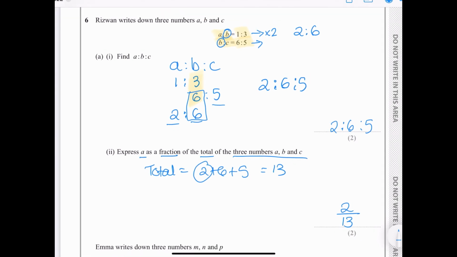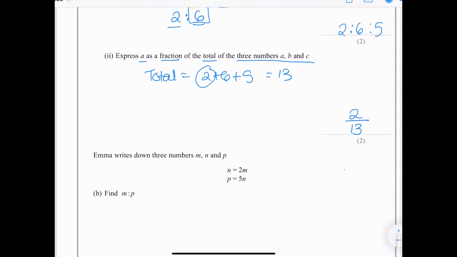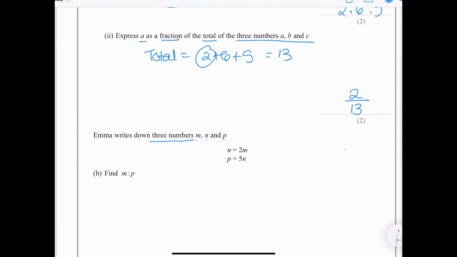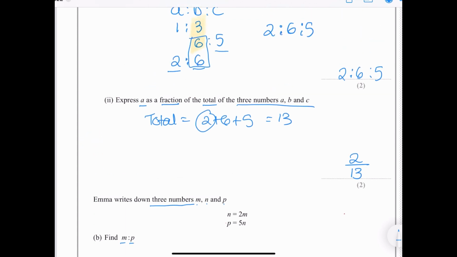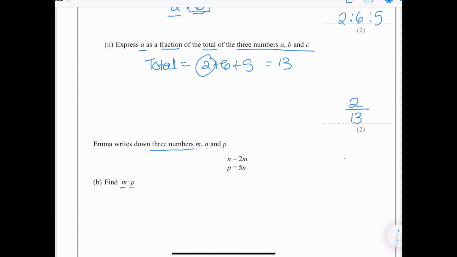Okay, let's see what else we need to do in here. I've got Emma now. Emma is writing down three numbers, M, N, and P. We've been given them as equations. So I've got N is 2 lots of M and P is 5 lots of N. We've got to find the ratio M to P. Like we did in the first part of the question, I've got to compare the same number of parts.